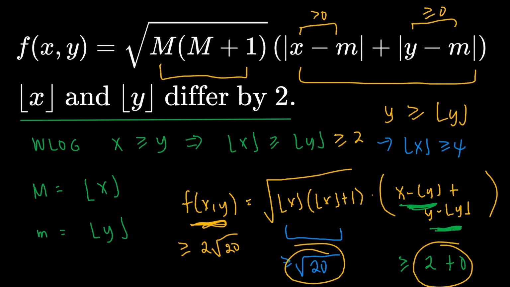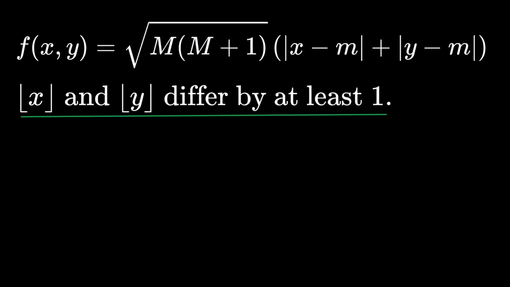And that actually is impossible because, well, I want f of x, y, I want this thing to be less than or equal to 2. So I just decided to consider the extreme case. What if I make the floor of x and the floor of y differ by 1? So that made me want to generalize stuff. So I'm just going to consider the floor of x and the floor of y differing by at least 1, right?